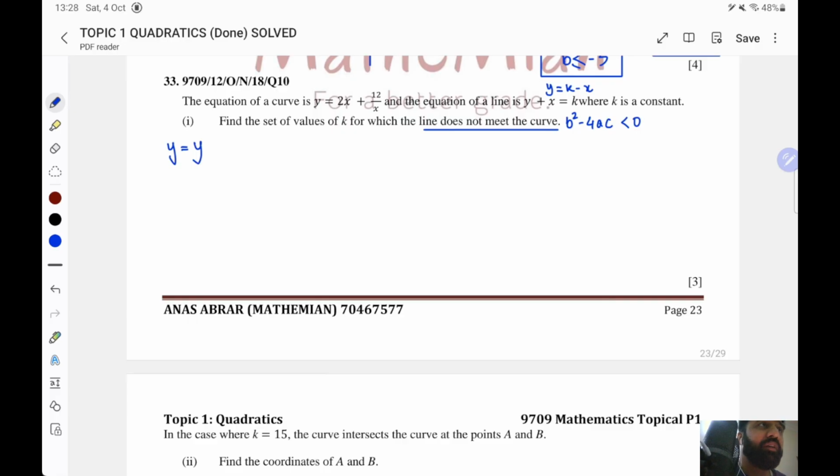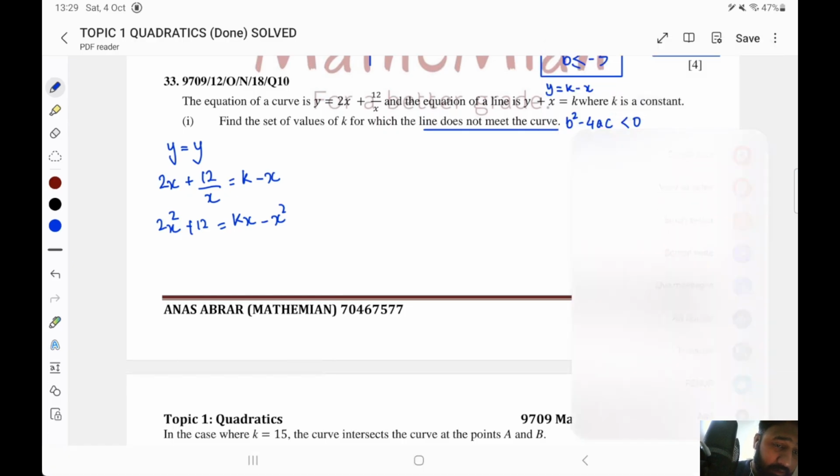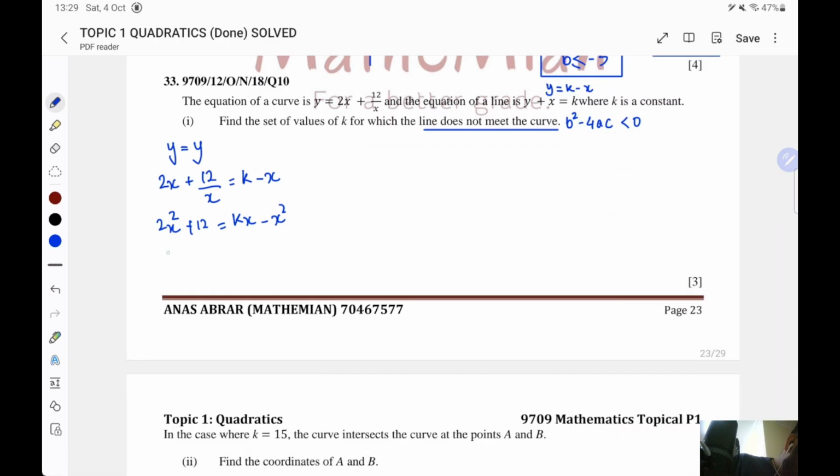For that we will put the y's equal, and it will give us 2x plus 12 over x, which will be equal to k minus x. So 2x squared plus 12 equals kx minus x squared. If you simplify, you will have 3x squared minus kx plus 12 equals 0. This is the equation for intersection.